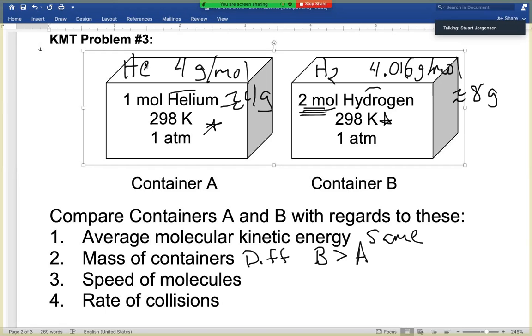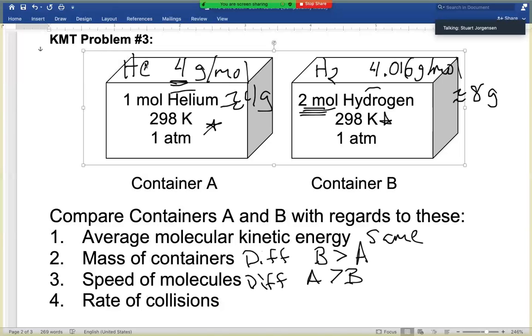Speed of the molecules, it's close, right? It's really close, but technically helium is just a little bit lighter than our particles in box B. And as a result, they're going to be different. Our particles in box A would have to be moving just a little bit more speedy than box B. The lighter the particle, the faster it is moving at the same temperature. Inverse relationship.